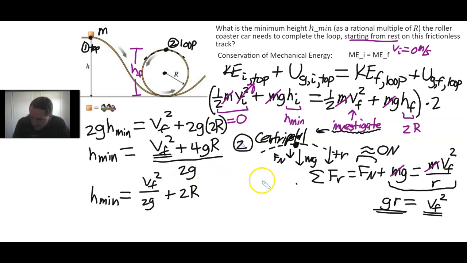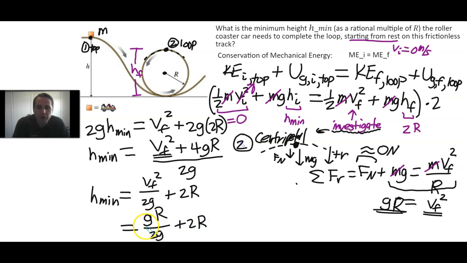And notice now this can be inserted into this v final squared. Okay, so let's go ahead and put that in. Oh, and one more thing. I'm sorry. This r here, in general, we typically use lowercase r for centripetal force. But let's call this capital R, because capital R is the radius of the loop, which indeed is the radius of interest. So, sorry about that, but I'm just going to put in G capital R. So this is G capital R over 2G plus 2R.